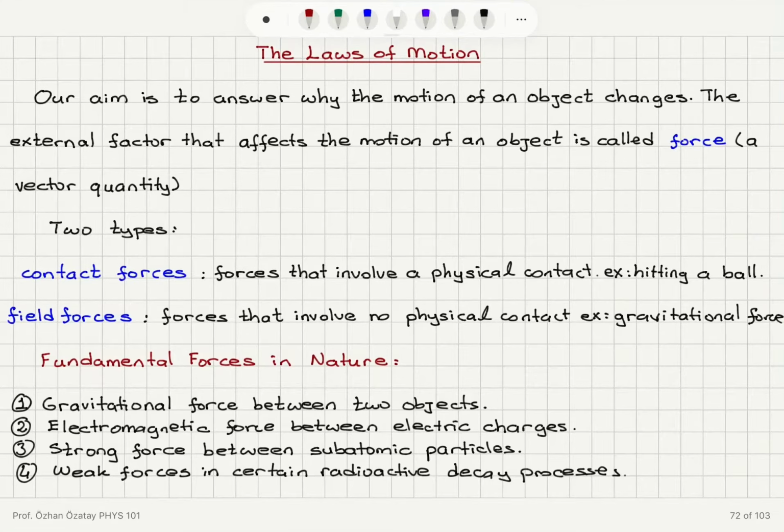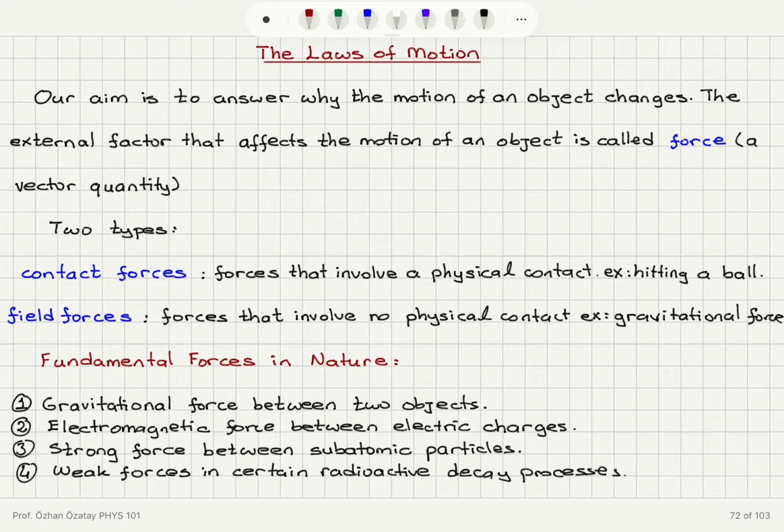Now we're going to start talking about what actually causes the motion. So that's the subject of dynamics. And we're going to start this discussion with the fundamental laws of motion, which are Newton's laws of motion. So basically we call the cause of the motion, the external factor that affects the motion of an object, force. So force is defined as a vector quantity, so it has a magnitude and it has a direction.